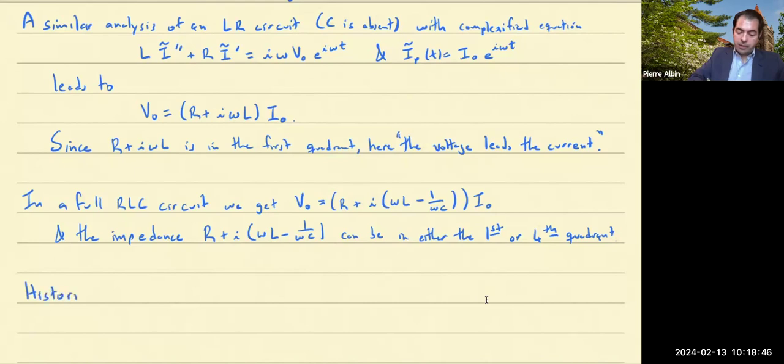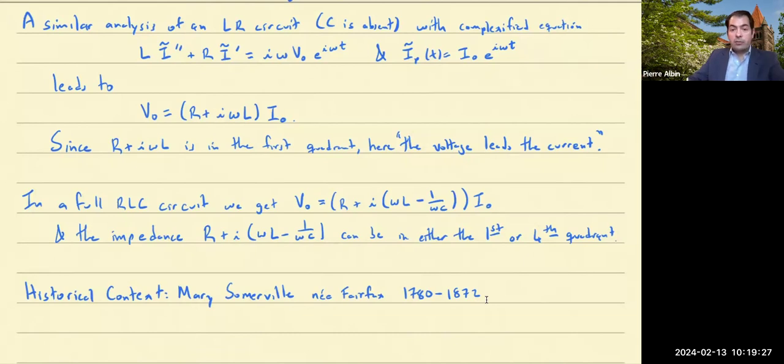I'll now talk a little bit about historical context, which will, of course, not be on homework or exam. This time, I thought I'd tell you a bit about Mary Somerville, because this fits in nicely with our discussion of Laplace from last time. So Mary Somerville, Fairfax, who lived from 1780 to 1872. Right, so for context, Laplace lived from 1749 to 1827.